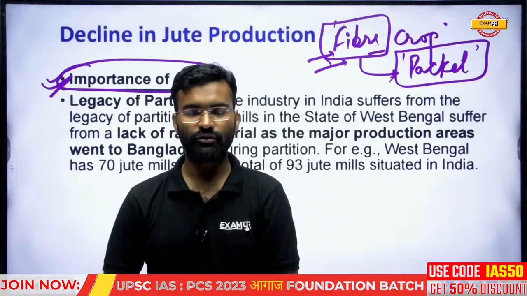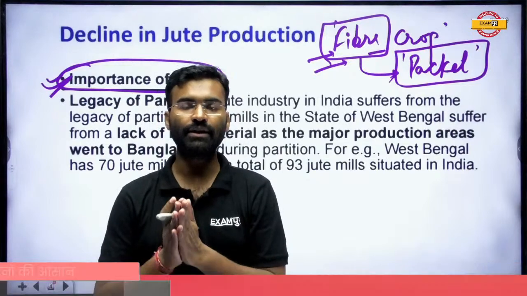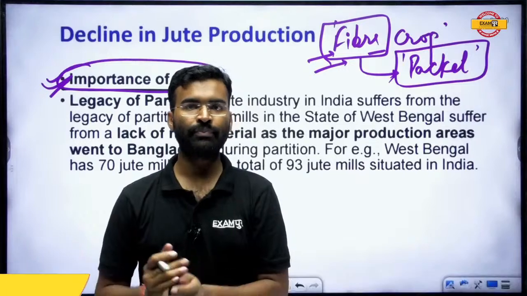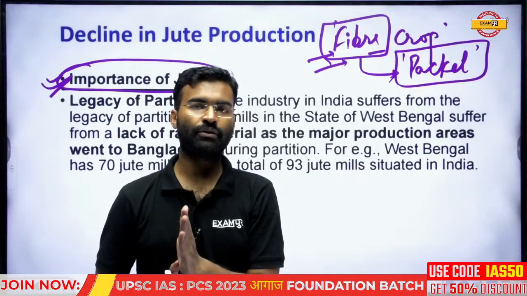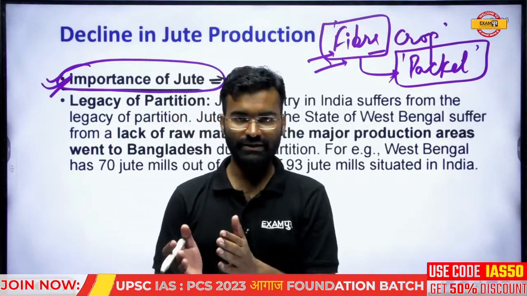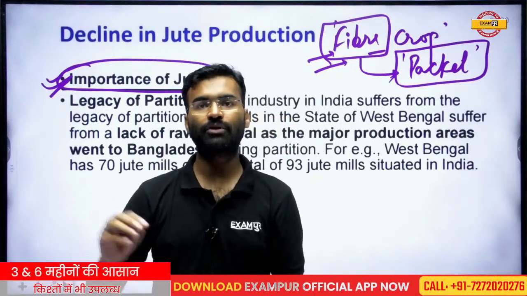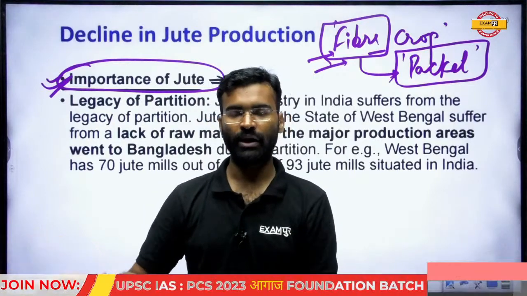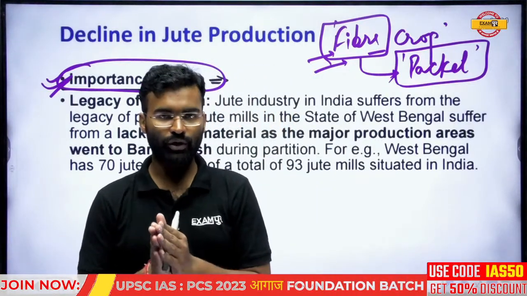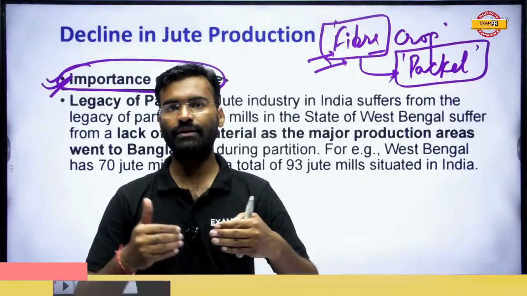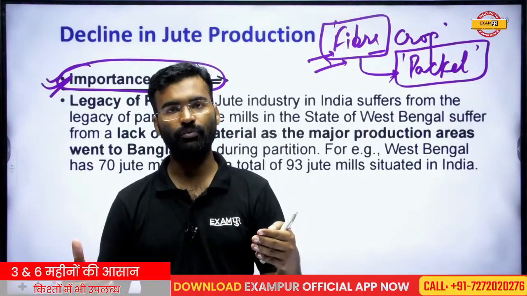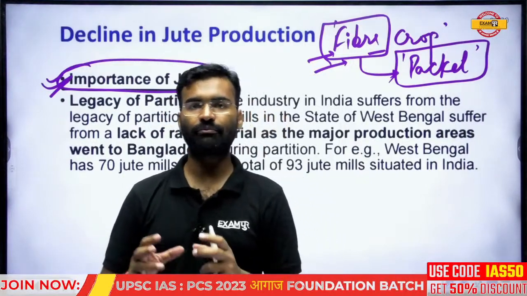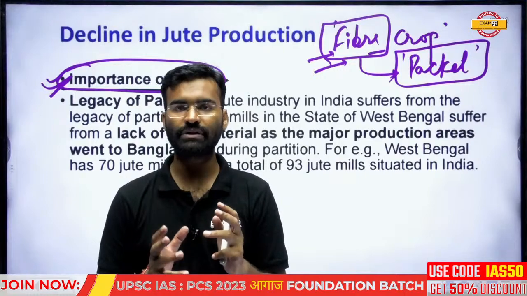And when the partition took place, the industrial region went toward India, and the production region, the crop production region, went with the Pakistan section. So the industrial region and the crop production region were separated by the partition, and that was a big problem.